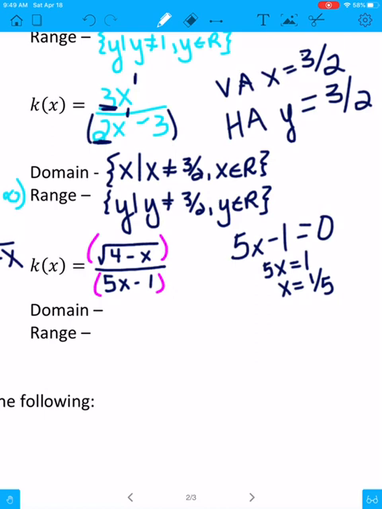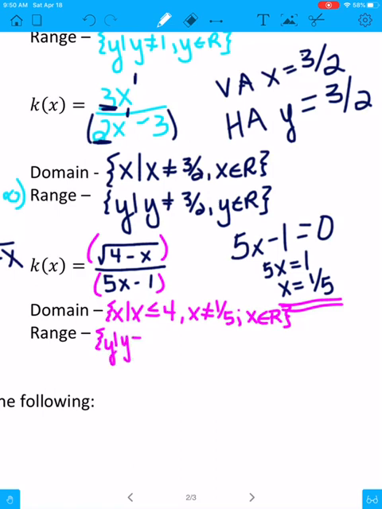So basically my graph still does not exist at 1/5 for x, but it also still has to be less than or equal to 4 because of the radical. So my domain is going to be x such that x is less than or equal to 4, comma, x cannot equal 1/5, x ∈ R. And my range is just not equal to 0. And I can just find that from my calculator.